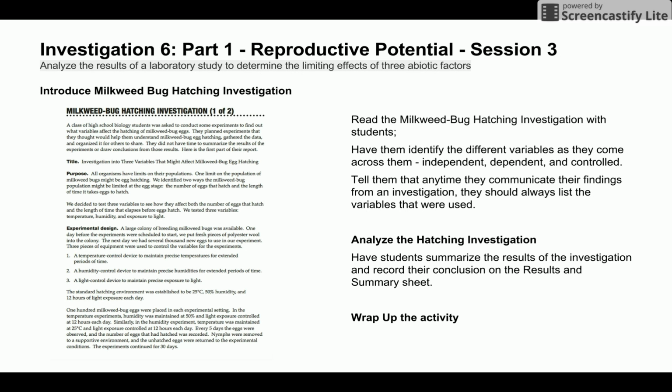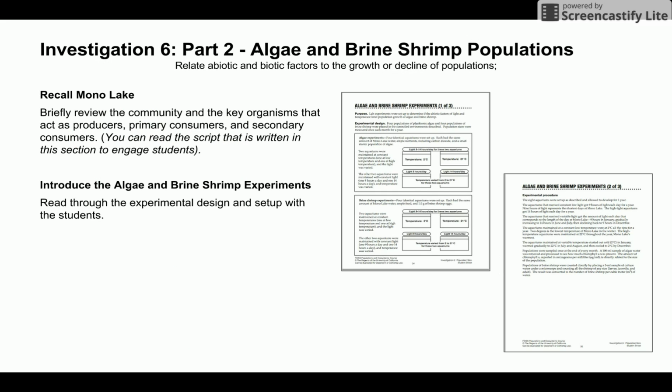Next, analyze the hatching investigation. Have students summarize the results of the investigation and record their conclusion on the results and summary sheet. Part 2, Algae and Brine Shrimp Populations. Students will relate abiotic factors to the growth or decline of populations.